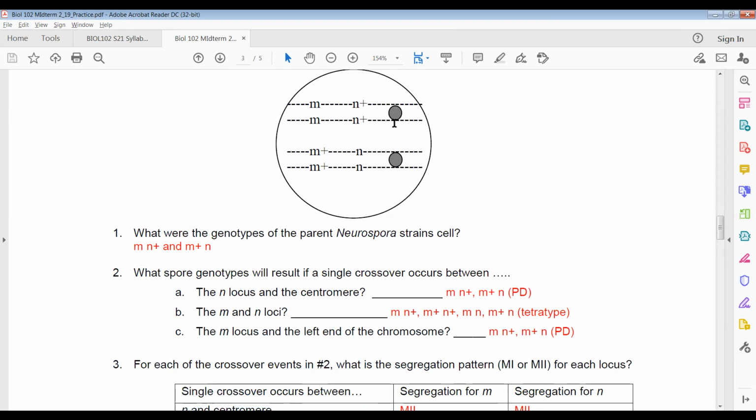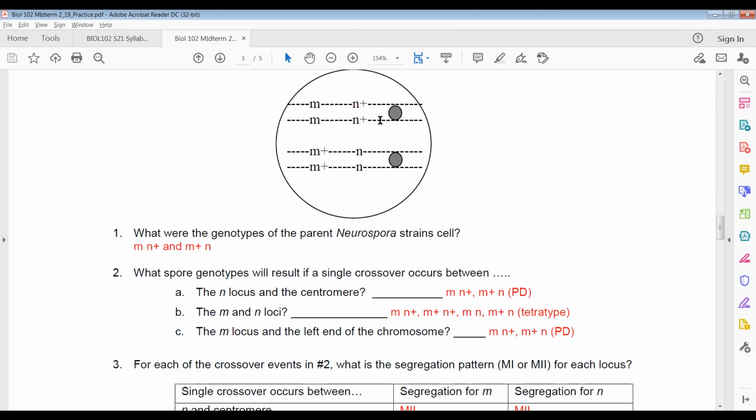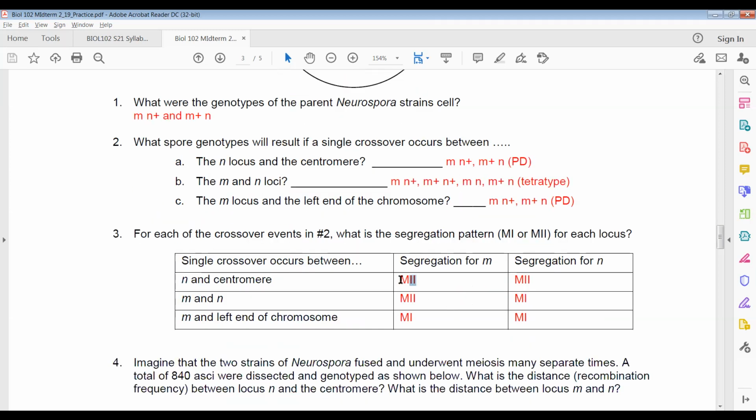So if there was no crossover, then this is an M1 pattern, because you will see the segregation between M plus and N in the first meiosis step, right? However, if there is a crossover between N and the centromere, then you're only going to see the segregation between M plus and N in the second step of the meiosis. So that's why this is an M2 pattern, right?